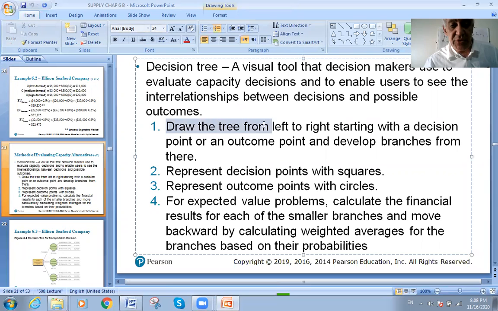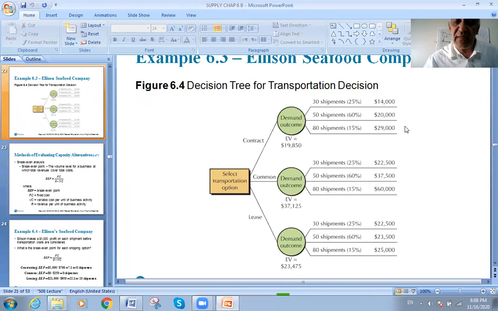Just again, you'll draw the tree. You won't draw it because I will give it to you ready-made, but just to know what we mean by the tree. The decision points are in squares, and the event points, the outcome points, are in circles, which include the probability distribution. Wherever there is a probability distribution, put it in circles. Then the expected value. How will you get the expected value? You will multiply these numbers by the probability distribution.